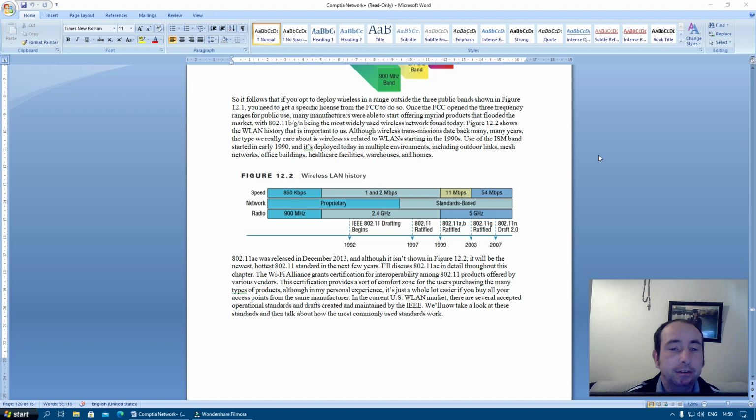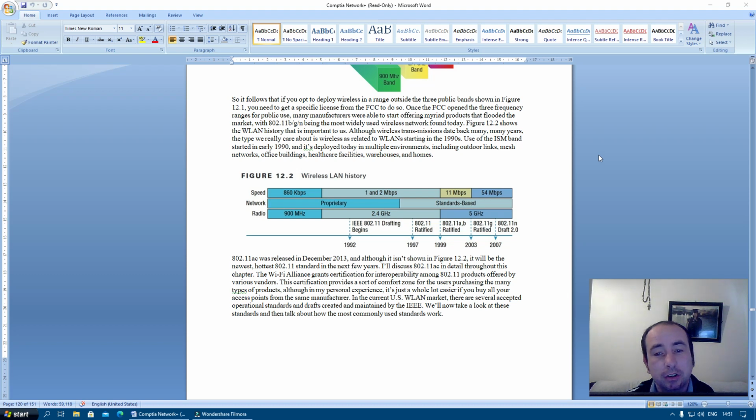So it follows, if you opt to deploy wireless in a range outside the 3 public bands as shown in Figure 12.1, you need to get a specific license from the FCC to do so. Once the FCC opened the 3 frequency ranges for public use, many manufacturers were able to start offering myriad products that flooded the market, with 802.11bgn being the most widely used wireless network found today. Figure 12.2 shows the wireless LAN history that is important to us.